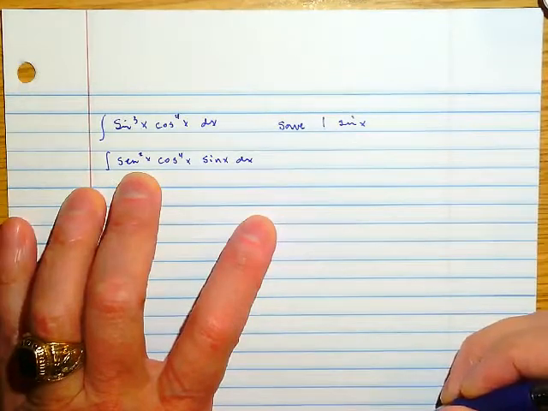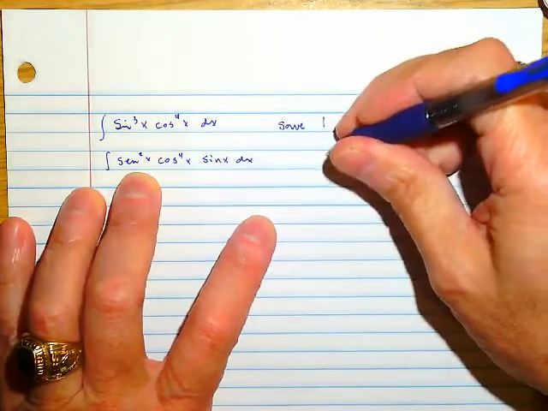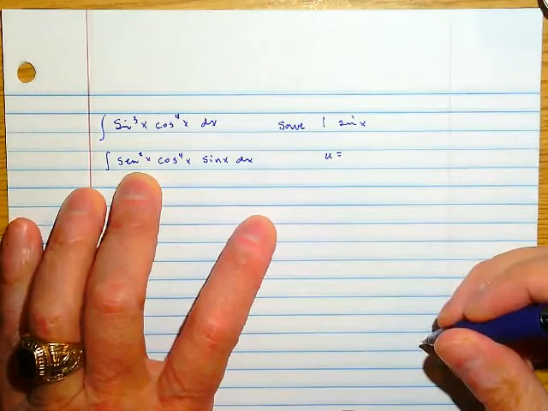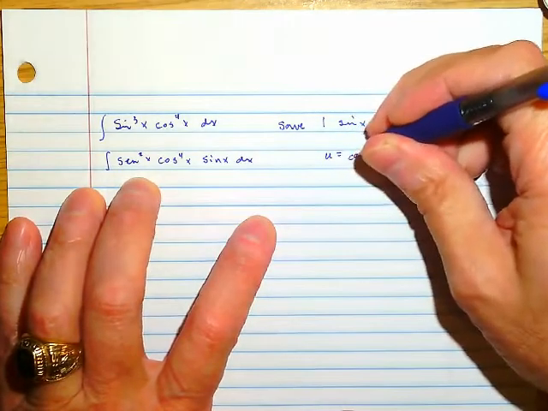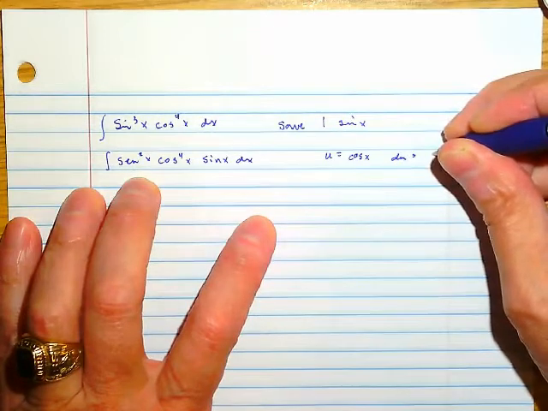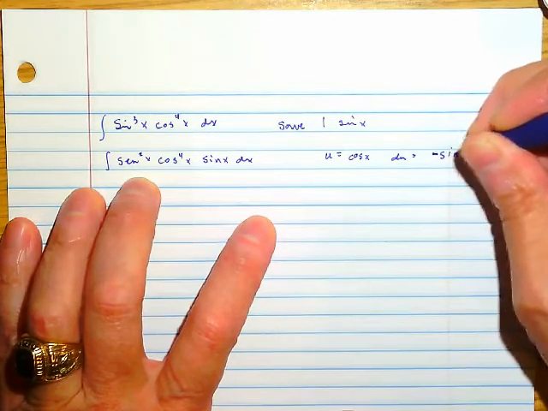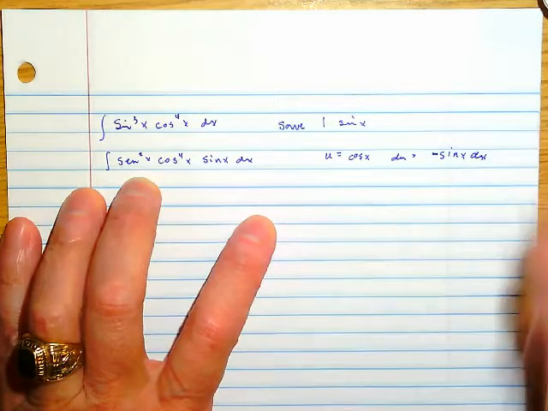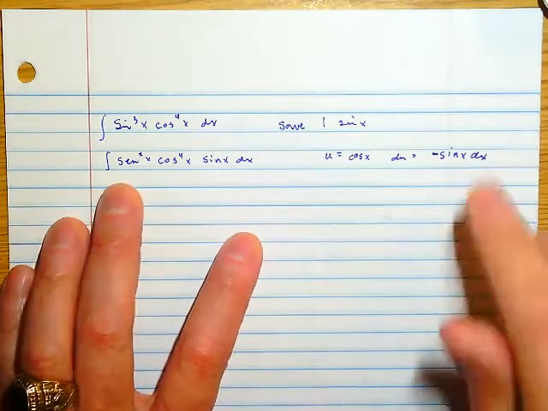Why? Well, guess what? We're going to use u substitution. What do you think u should be? Cosine x. Why? du is going to be negative sine. Ooh, I got to be careful with those signs, don't I? Okay, so negative sine x dx.